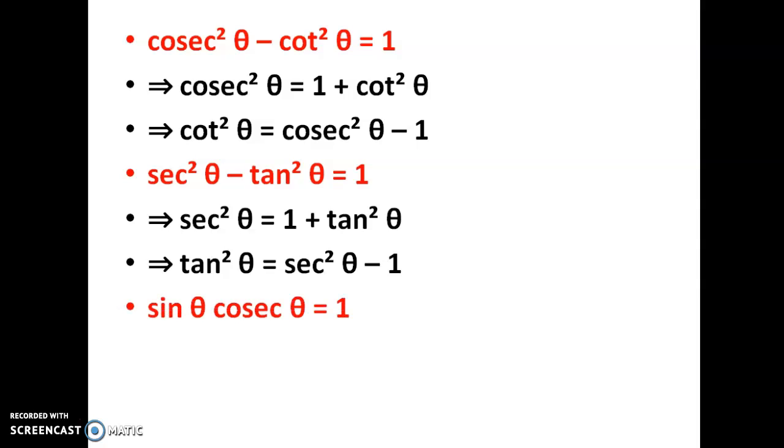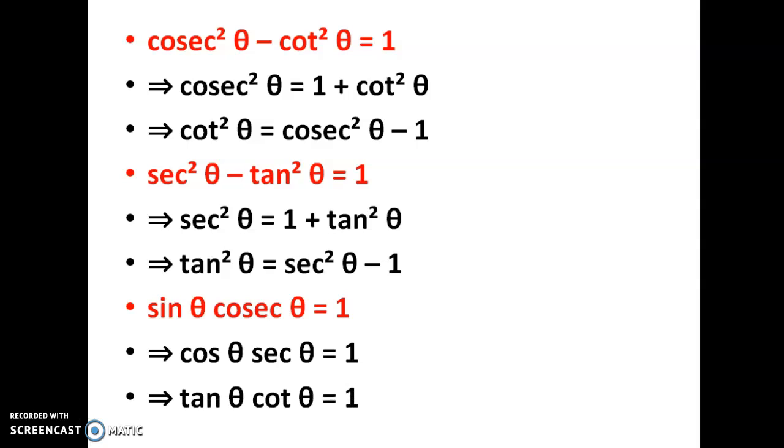Then sin theta into cosecant theta equal to 1. You know that cosecant theta is equal to 1 by sin theta. That's why if you multiply sin theta and cosecant theta, you will get 1. Cos theta into secant theta equal to 1. Why? Because secant theta equal to 1 by cos theta. That's why we are getting 1.